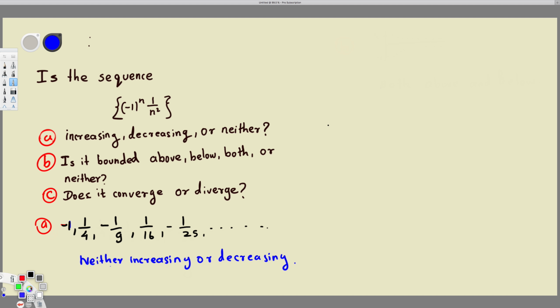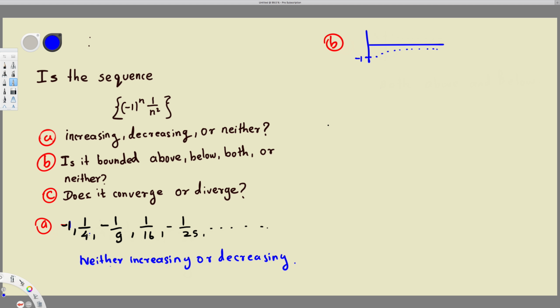So let's look at the second part, part B. They are asking, is it bounded above, below, both, or neither? To find that one, we can draw the graph and see what happens. So let's say these are the y values. First we have negative 1, so it was at 1, right? As it goes further, when it goes to 2, it goes like this, and when it goes to 3, it goes like this, right? It's reducing and stuff like that.